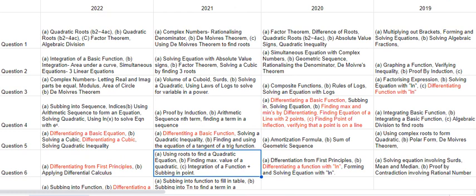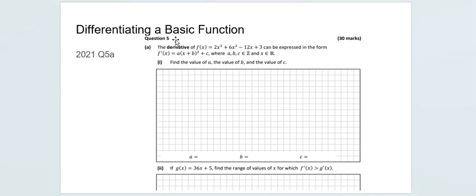So I'm going to show you an example of a question there for the first thing that we had, which was differentiating a basic function. So here you have to differentiate 2x cubed plus 6x squared minus 12x plus 3. So you're just dropping down the power and multiplying by the power and so on. Now in this one they throw in a little bit of a twist. You have to complete the square and represent it like this. So that's just completing the square really, along with differentiating.